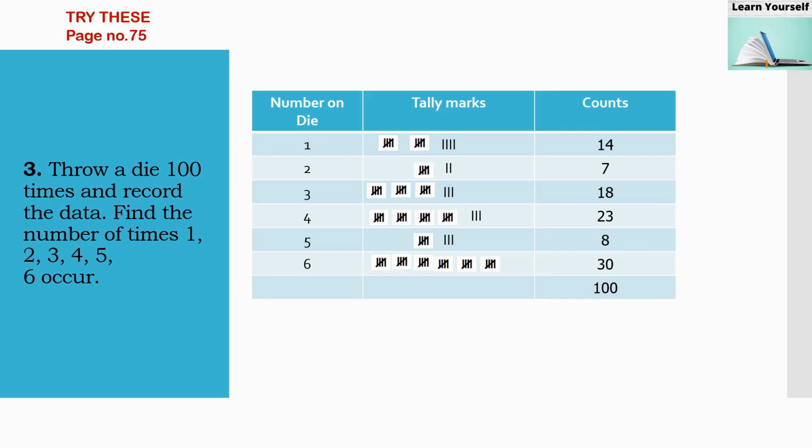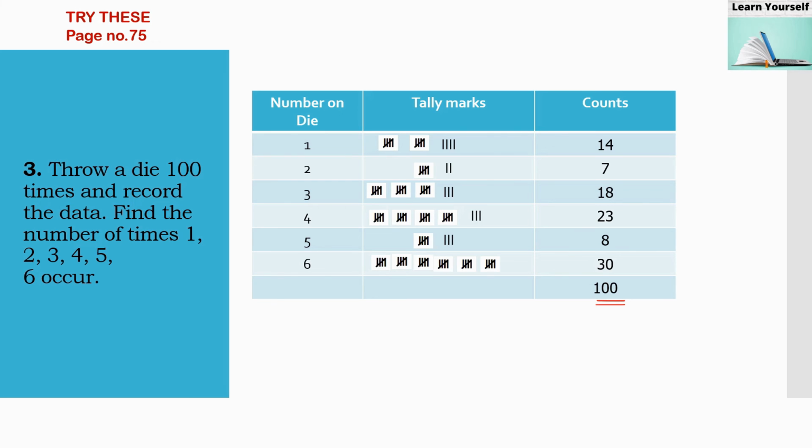So these are some of the counts when I threw my die. Number 1 I got 14 times, number 2 I got 7 times, number 3 I got 18 times, number 4 I got 23 times, 5 I got 8 times and number 6 I got 30 times, and in total I threw the die 100 times.